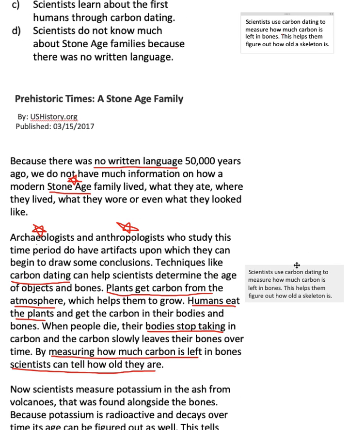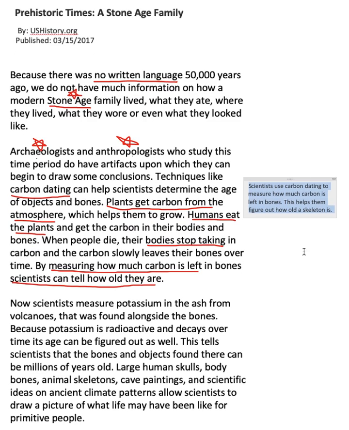For the sake of time, here's the gist statement that I already wrote. So I said scientists, because those are the main people that were talked about, use carbon dating, that's the main what, and then they do it to measure how much carbon is left in the bones. So that's the why behind it, and it helps them figure out how old a skeleton is. All right. I am going to keep on reading because, as I said before, it's important to read the entire text, not just the one paragraph that a question's asking you about. So, now scientists measure potassium in the ash from volcanoes.